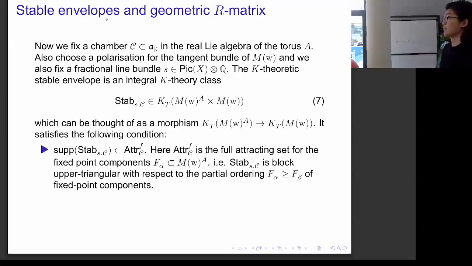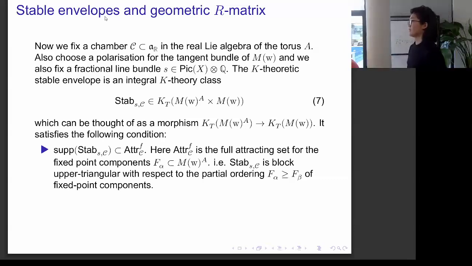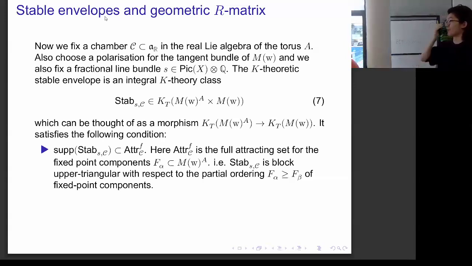Now we fix a chamber inside of the real Lie algebra of the torus A. Usually, maybe I should say it's the dual Lie algebra. We also choose the polarization for the tangent bundle of the quiver variety, and we also fix a fractional line bundle from the Picard group of the quiver variety. Sorry, this X is just the quiver variety. The K-theoretic stable envelope is an integral K-theory class. Actually, it is a unique integral K-theory class inside the product of the fixed point and the ambient space in K-theory, which can be thought of as a map from the K-theory of the fixed point component to the ambient space.